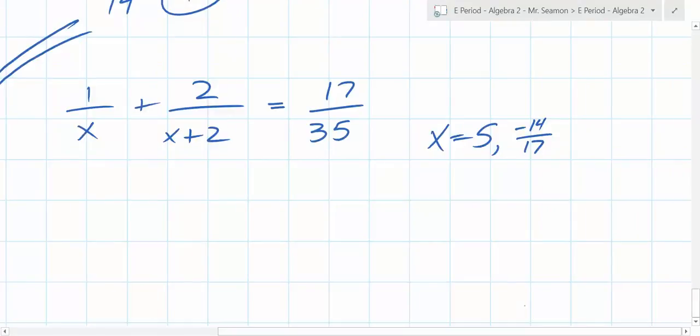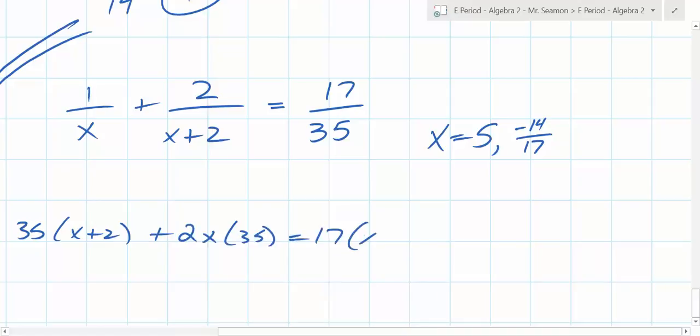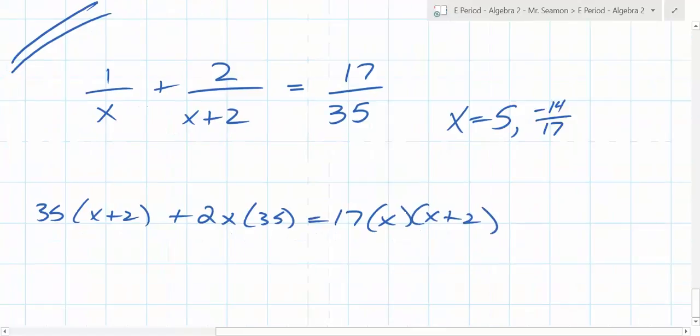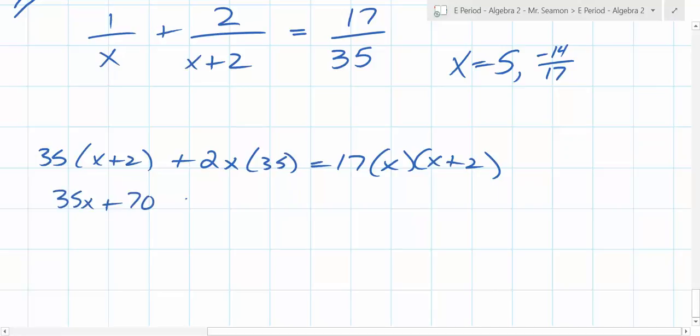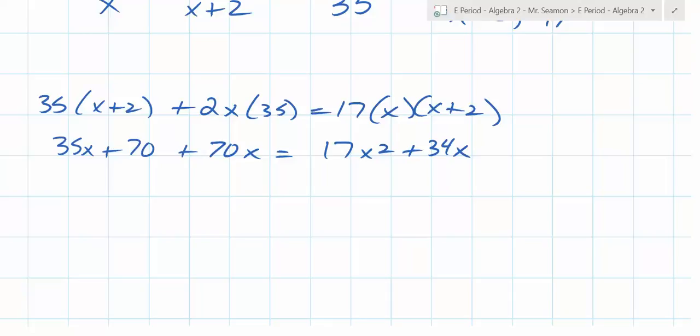What's the quick way to do this one? What did you multiply everything by? 35x times x plus 2. So you end up with x plus 2 times 35, plus 2x times 35 equals 17 times x plus 2. So it's a quadratic. It's not the nicest quadratic, but it's not terrible. What do you end up with? 35x plus 70 plus 70x equals 17x squared plus 34x. Do you guys clean this up okay?